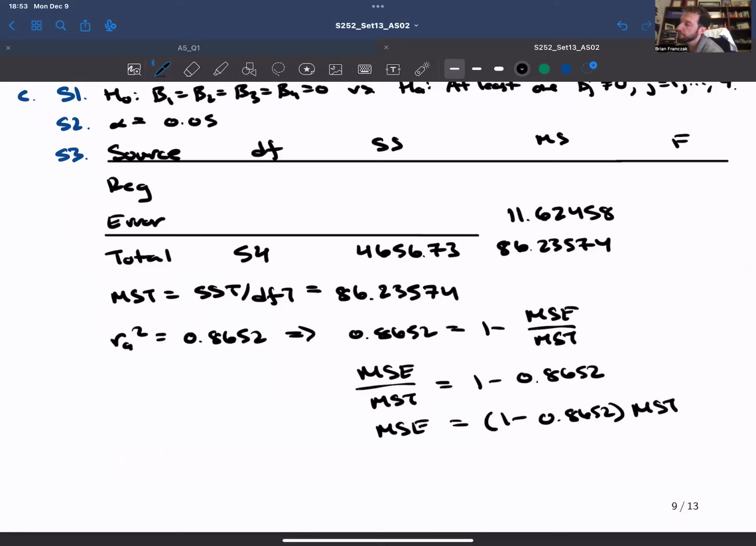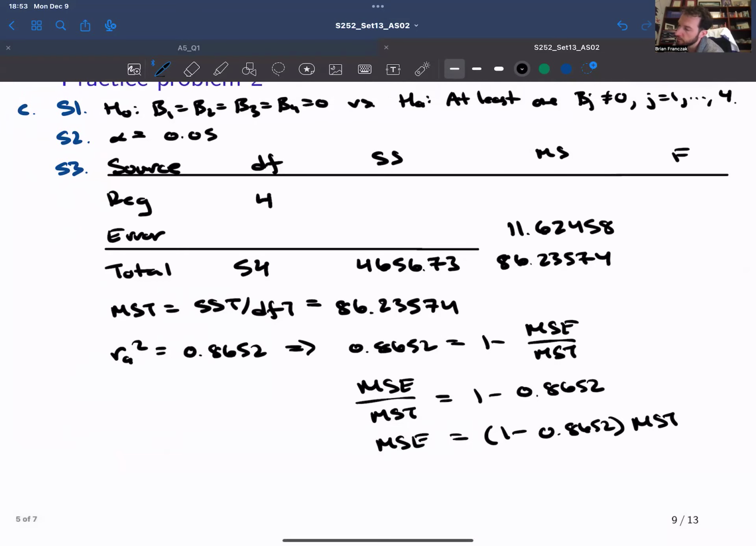Okay, now the degree of freedom for the regression, this is easy to work out. It's just the number of slopes in the model. That's 4, which means that the error degree of freedom is 50. So now we can easily get the sum of squares error. That's going to be 11.62458 multiplied by 50. So now I'm just reversing the mean square rule. So doing that, I have 581.2289.